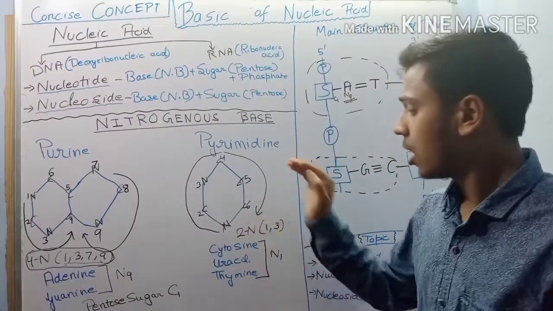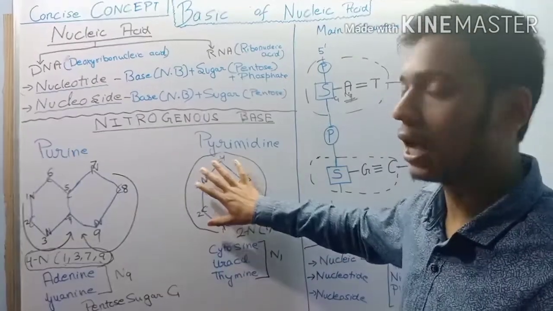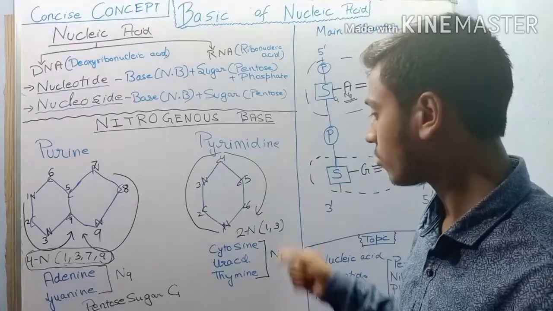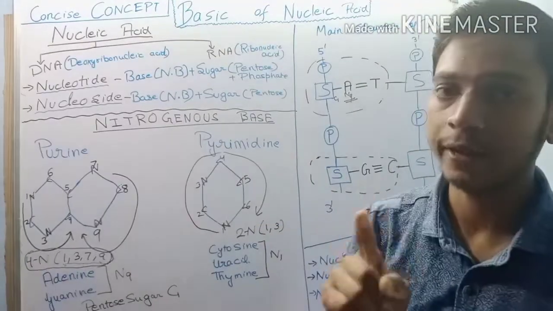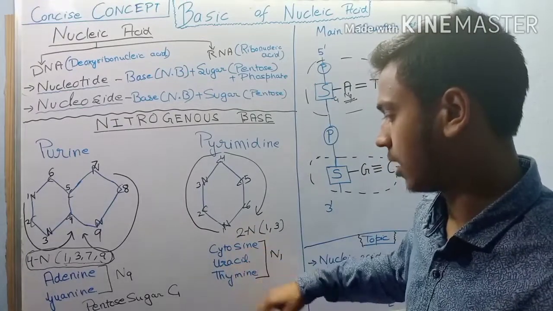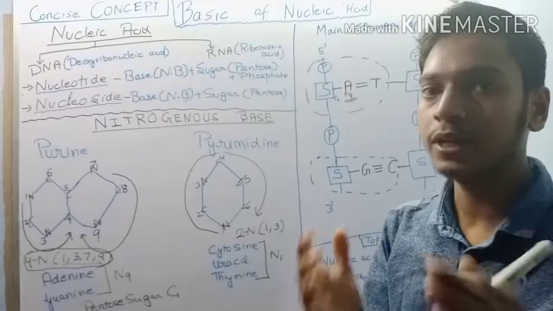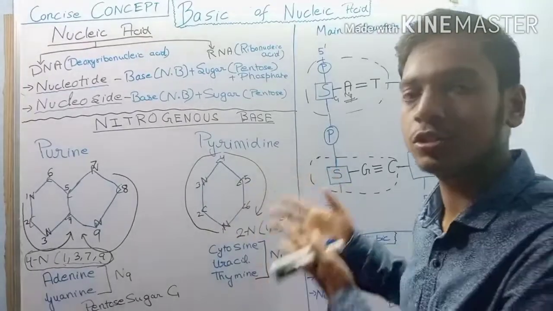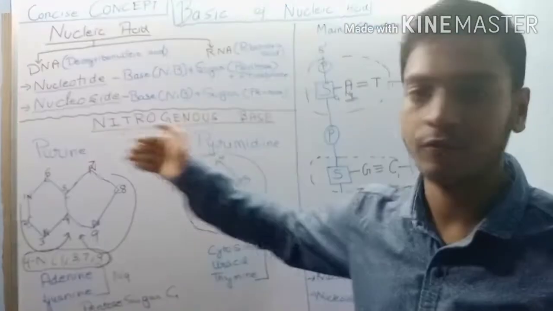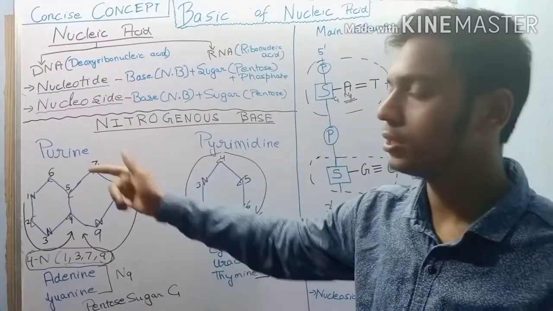And here also cytosine, uracil and thymine, all three structures are like this only, and 2 nitrogen is present at positions 1 and 3. So all three have the same structure like this. I have made only one structure to explain how we can identify by seeing the structure which is purine and which is pyrimidine. Pyrimidine is monocyclic and purine is bicyclic.